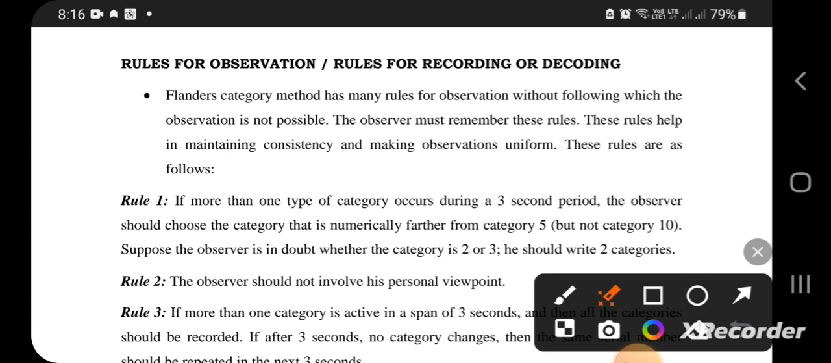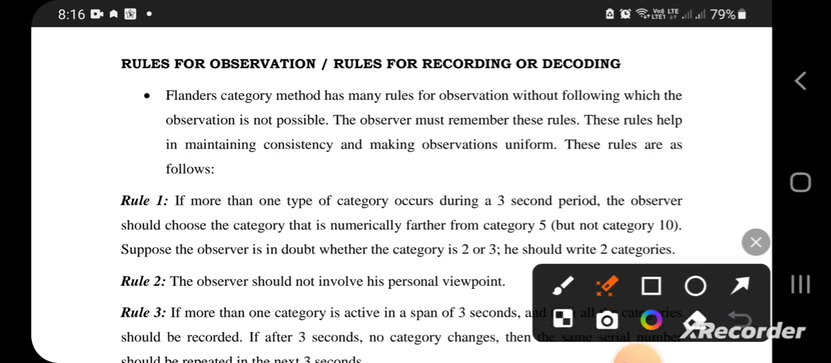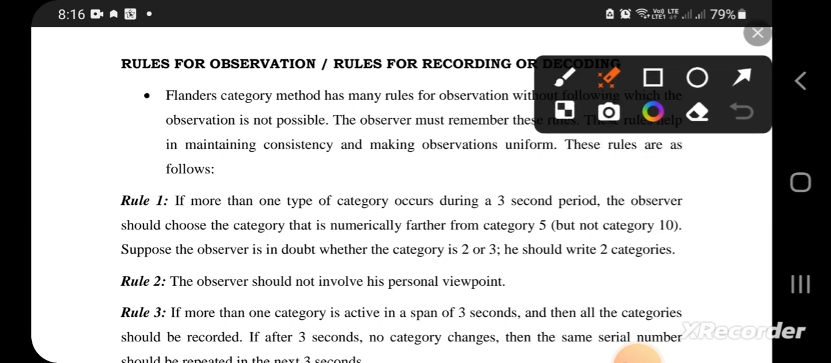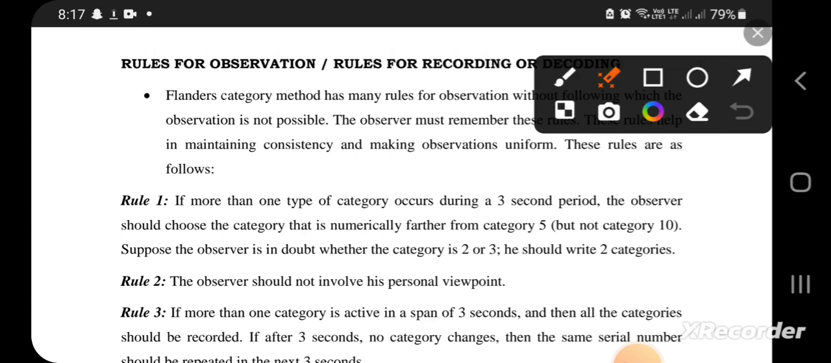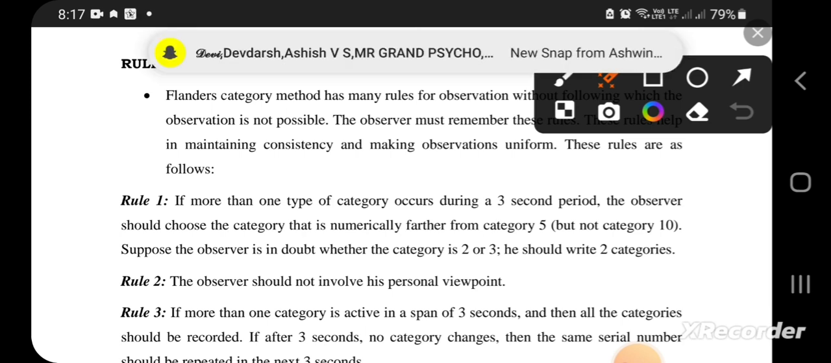Rule number 1. If more than one type of category occurs during a 3-second period, the observer should choose the category that is numerically farther from category 5, but not category 10. Suppose the observer is in doubt whether the category is 2 or 3, we should write category 2.